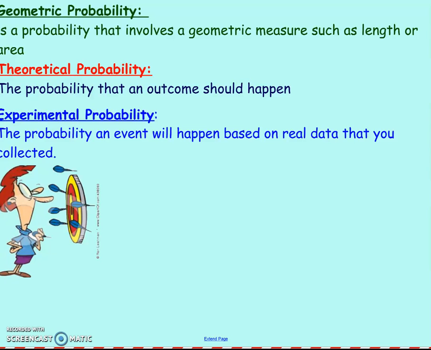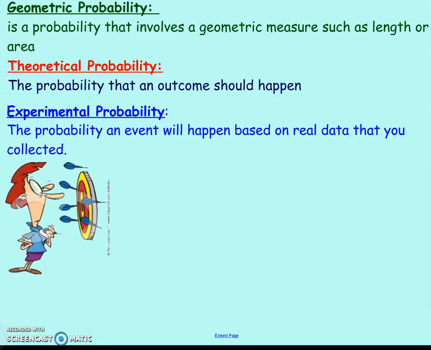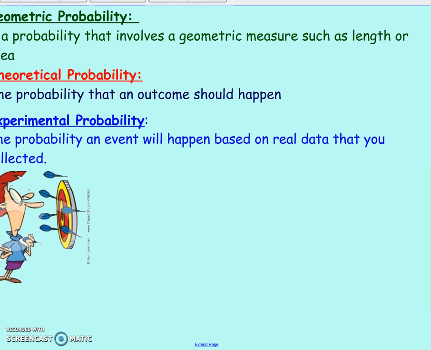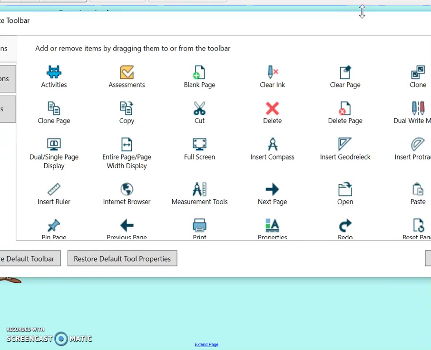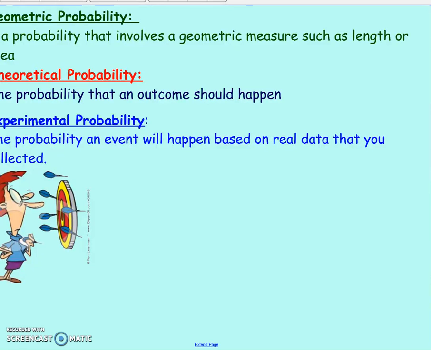There's 2 different types of probability. There's theoretical probability, and that's what we generally think of when we're talking about probabilities, because what we're thinking about is what should happen. That doesn't guarantee that that's what's going to happen. Sorry about that.